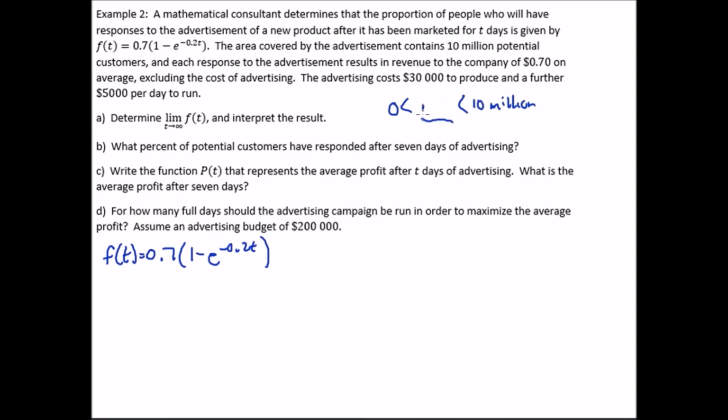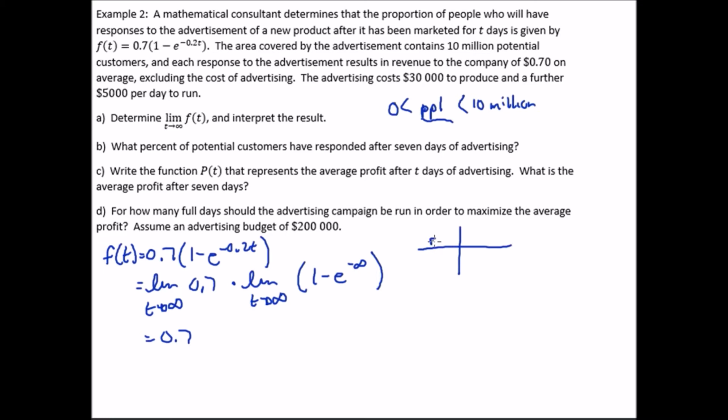Determine the limit as t approaches infinity of f at t, and interpret the result. So let's do the limit as t approaches infinity of 0.7, and of course that's just 0.7 because it's a constant, times the limit as t approaches infinity of 1 minus e to the negative infinity. e to the negative infinity goes to 0.